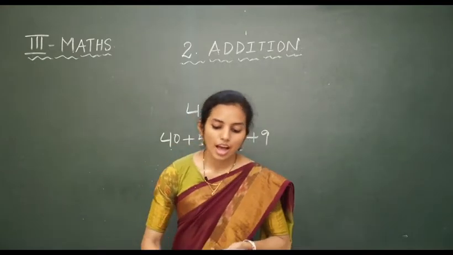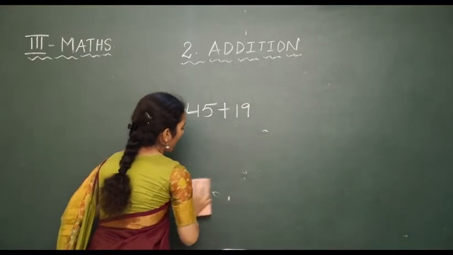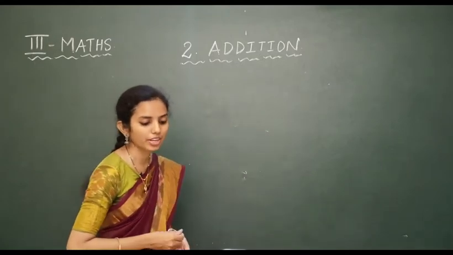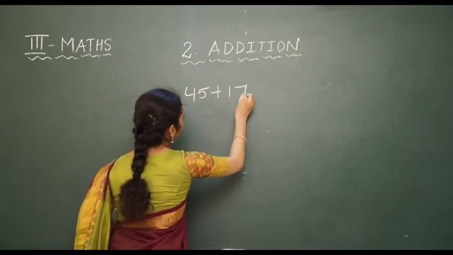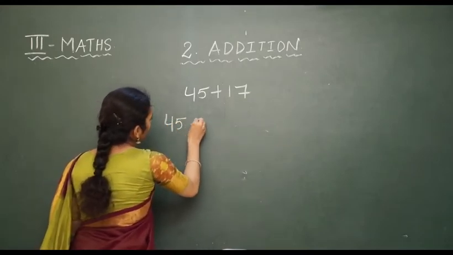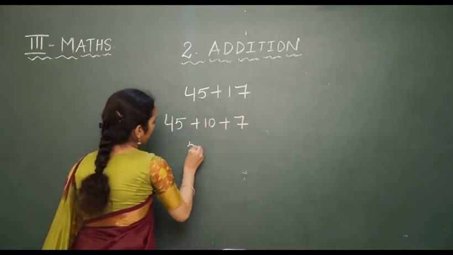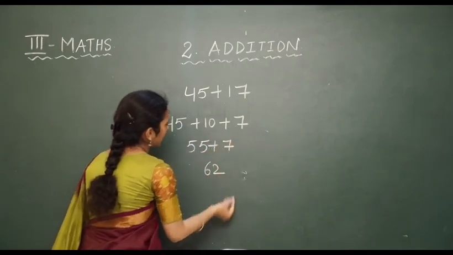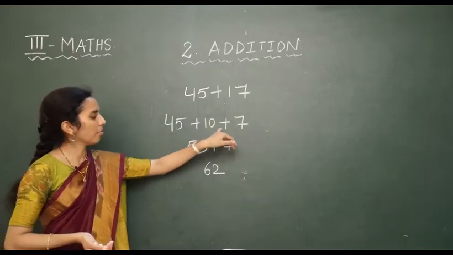Now third question, add the following by counting in tens, that is the third method of addition. Add the numbers by counting in tens. So what are the numbers given here? 45 plus 17. So 45 plus 17, 45 plus 10 plus 7. So 45 plus 10 is 55 and plus 7 is 62 again. This is how we write by counting in tens.